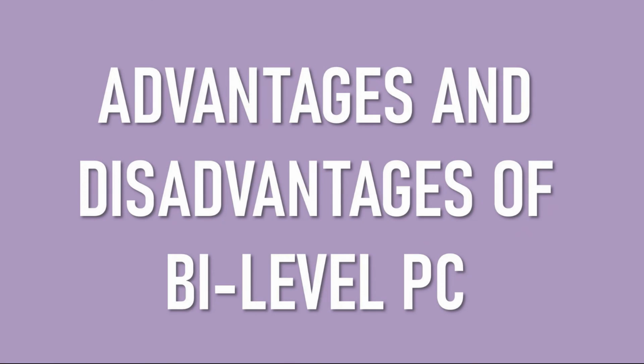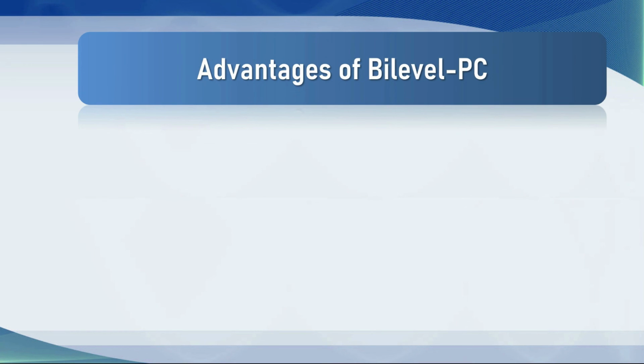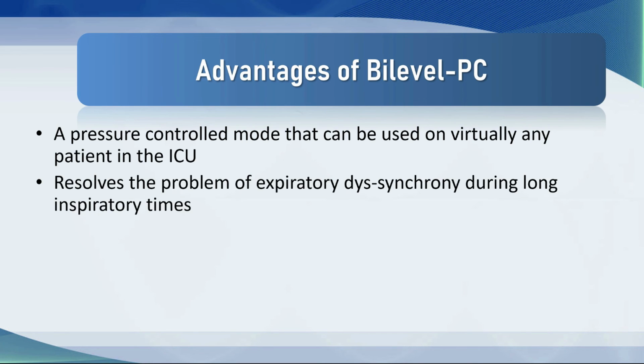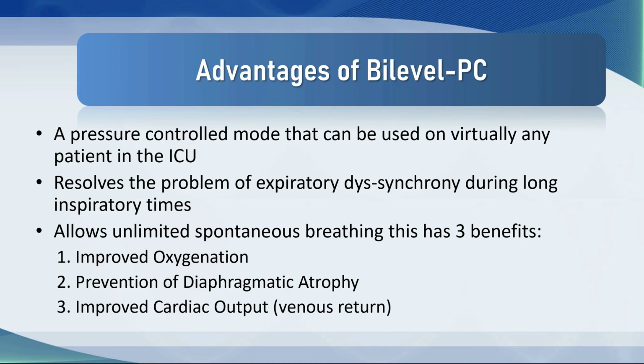Well, what are the advantages of using bilevel pressure control? It is a pressure control mode that can be used on virtually any patient in the ICU. It resolves the problem of expiratory dissynchrony during long inspiratory times that we use for patients with severe hypoxic respiratory failure. It also allows unlimited spontaneous breathing that has 3 benefits.